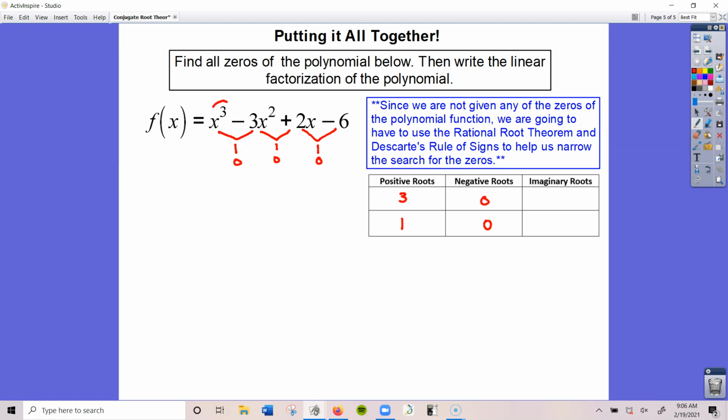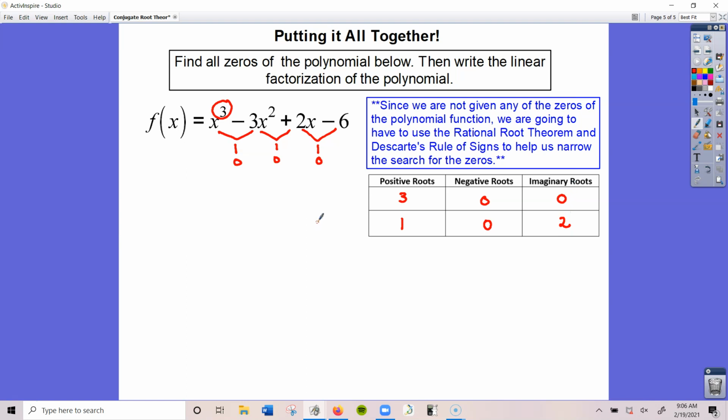Now we're supposed to have 3 roots. So if we have 3 positive, we're not going to have any imaginary. But if we only have 1 positive, we will have 2 imaginary. Keep in mind, for imaginary roots, they always come in pairs, and that's because of the conjugate root theorem. There's always the positive version and the negative version. So your imaginary column, if you have any numbers, it should only be even. And that's just a side note.